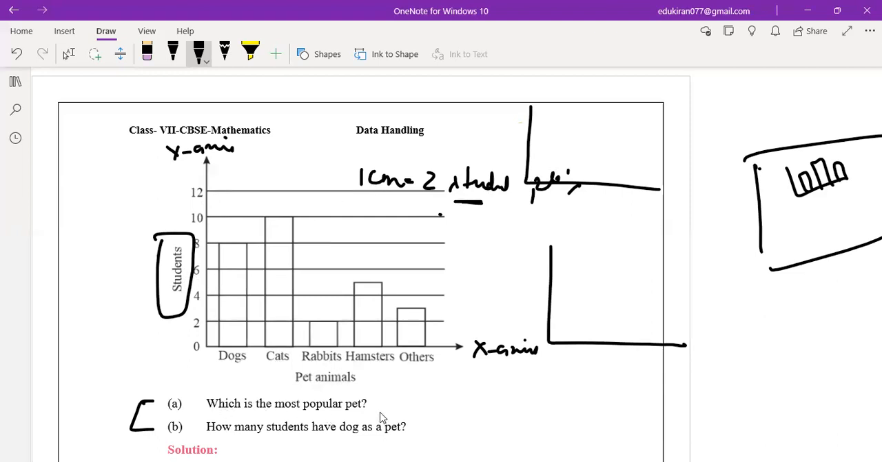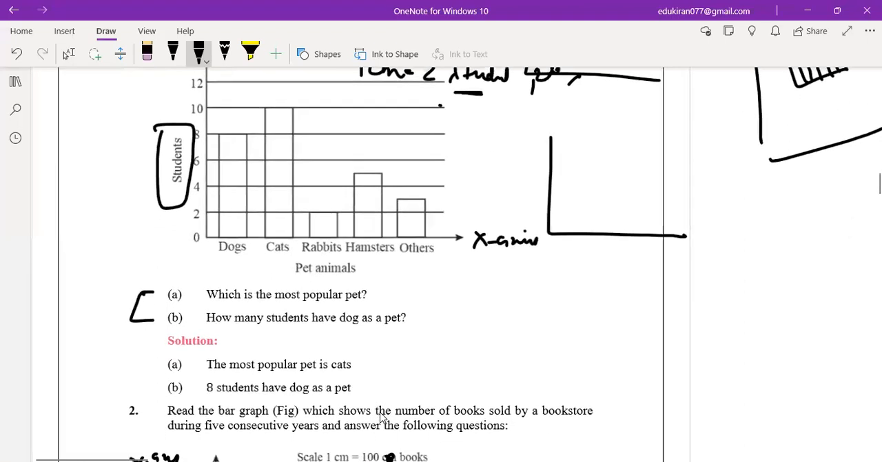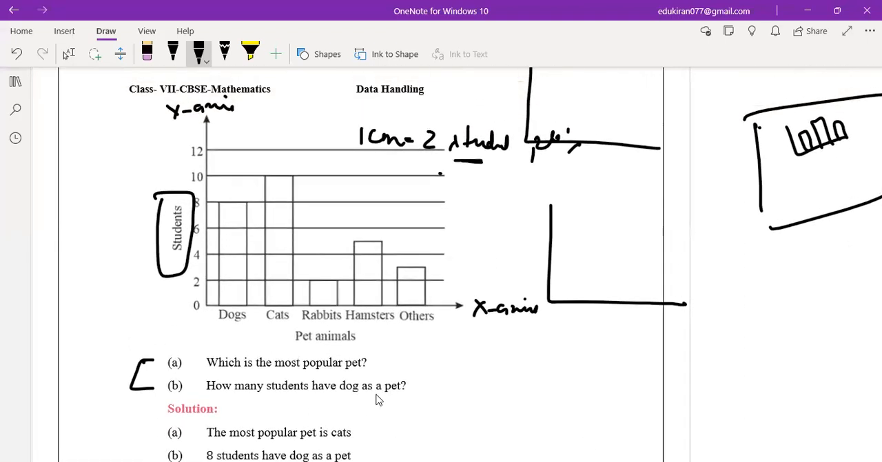So which one is the most popular pet? Cat. And how many students have dogs as a pet?